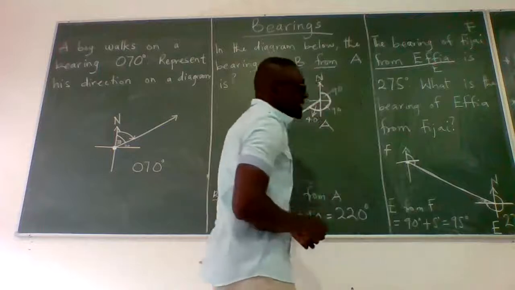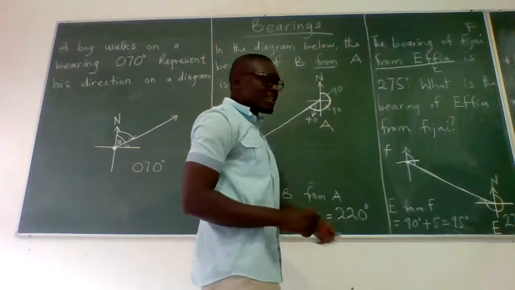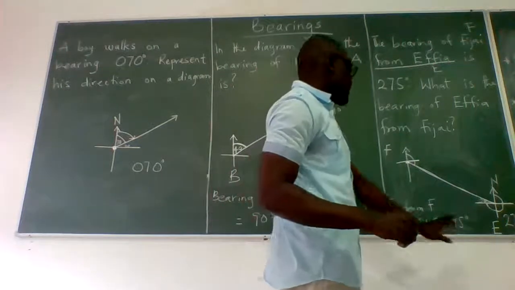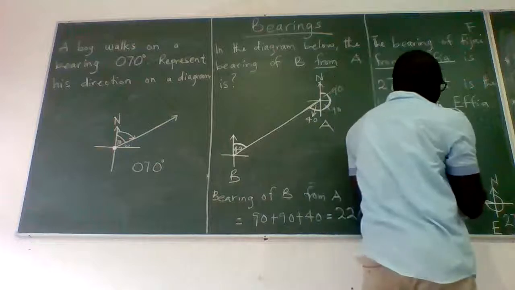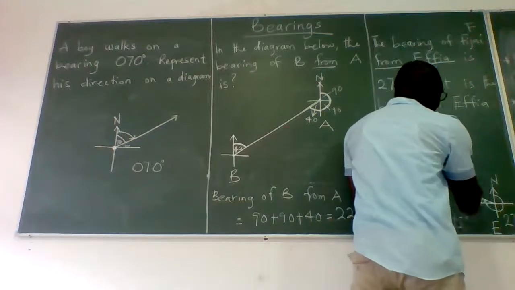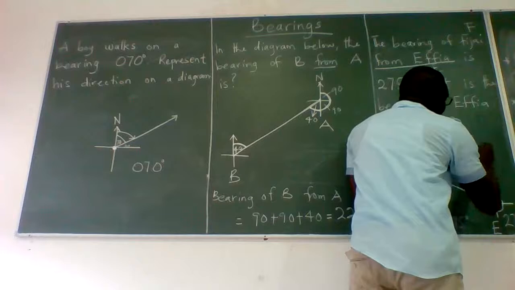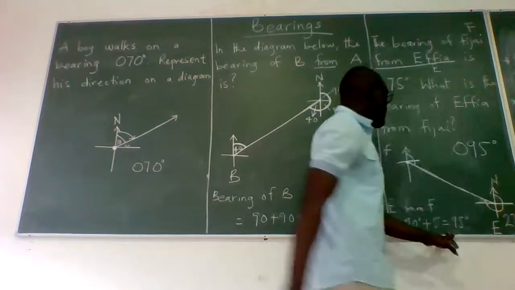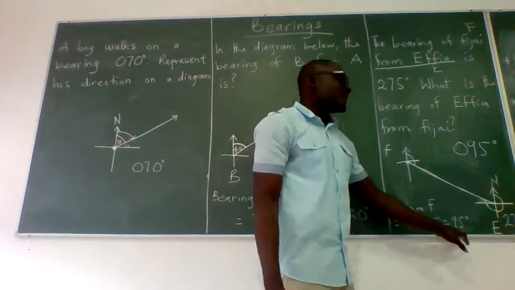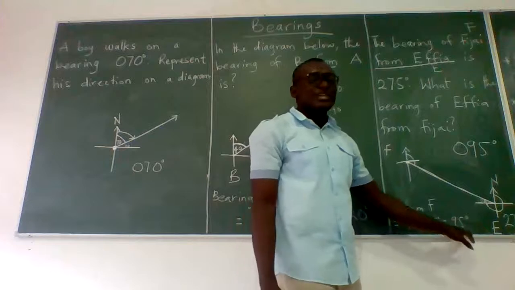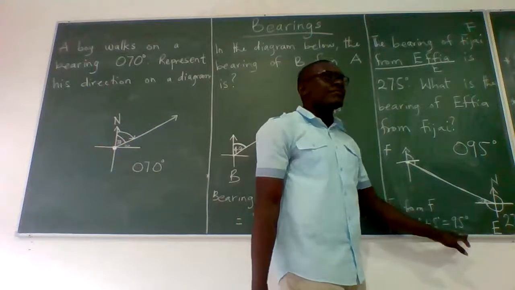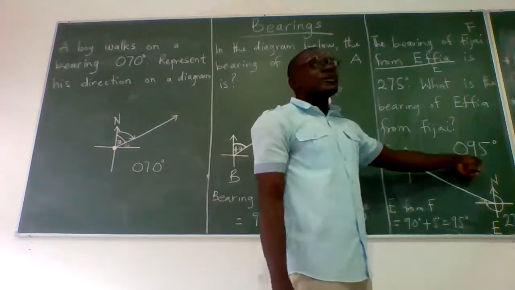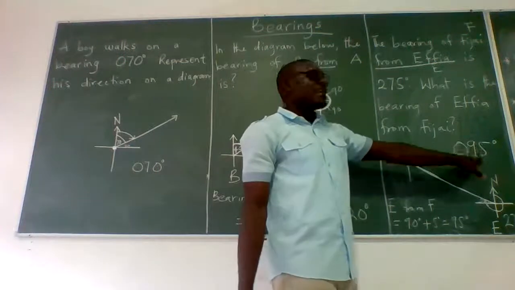But we are told that bearings are always taken in three figures. So it means that finally we are going to get the bearing of 095 degrees. You cannot give your answer this way as 95 degrees, because that would be an angle and not a bearing. So we convert it back to a bearing, which should give you 095.